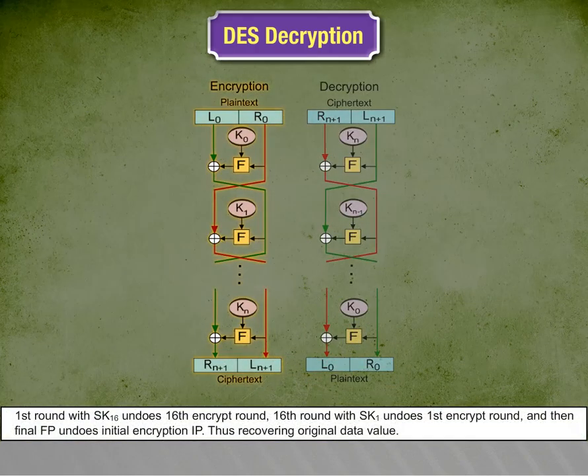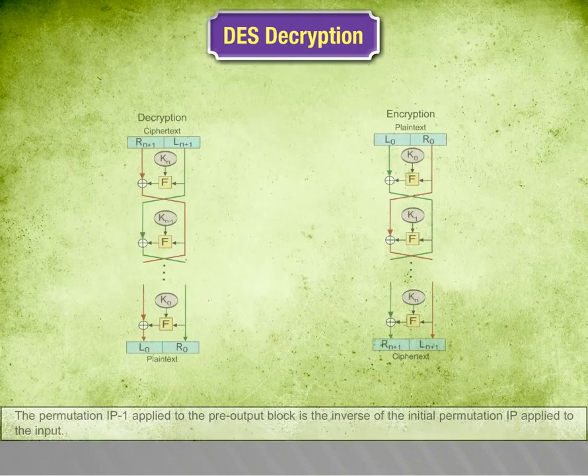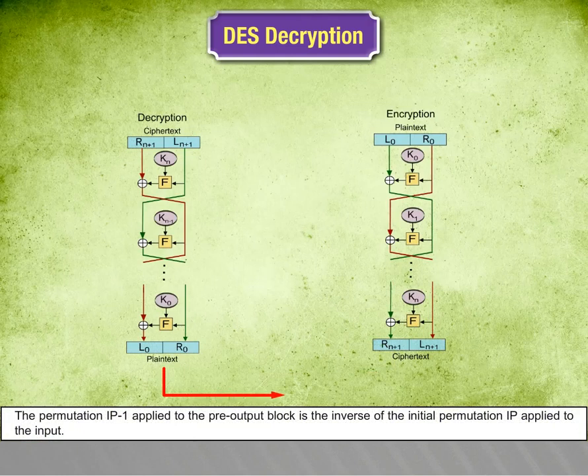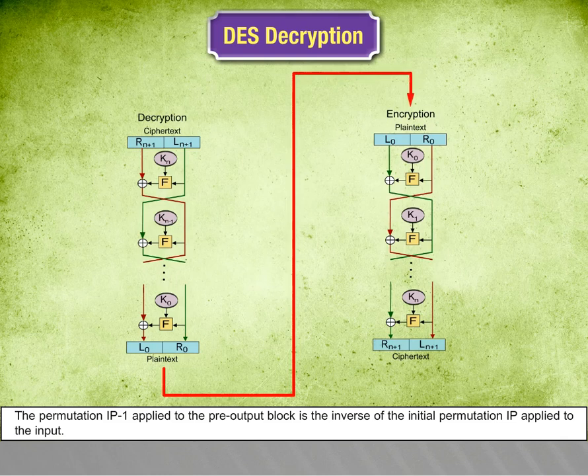The first round with SK16 undoes the 16th encrypt round, the 16th round with SK1 undoes the first encrypt round, and then finally FP undoes the initial encryption IP, thus recovering the original data value. The permutation IP-1 applied to the pre-output block is the inverse of the initial permutation IP applied to the input.